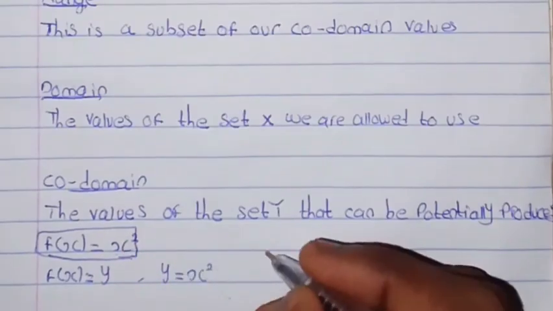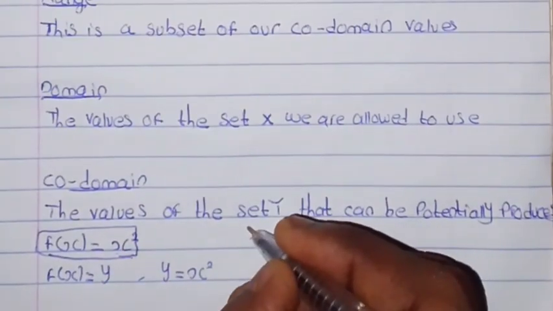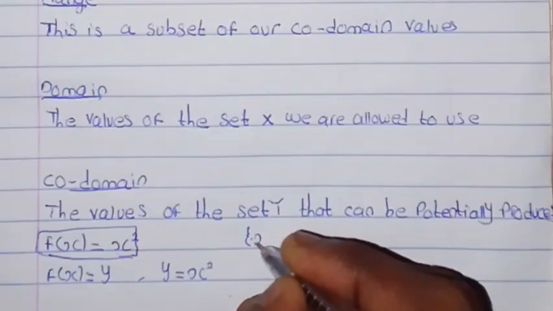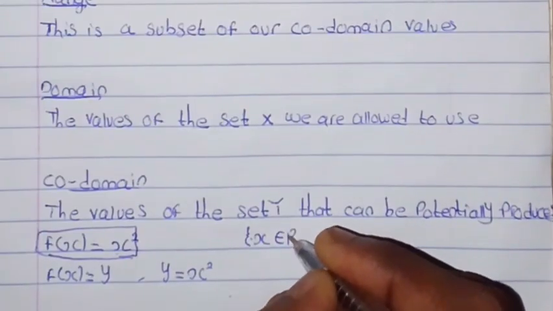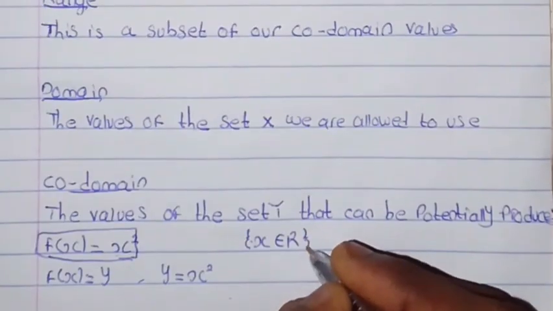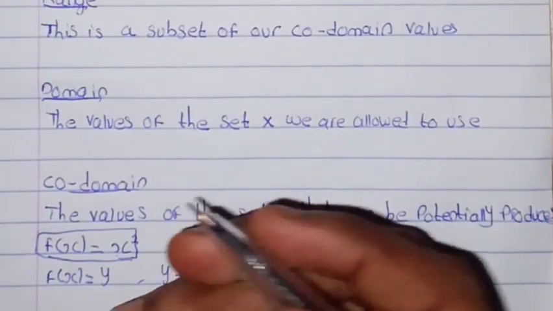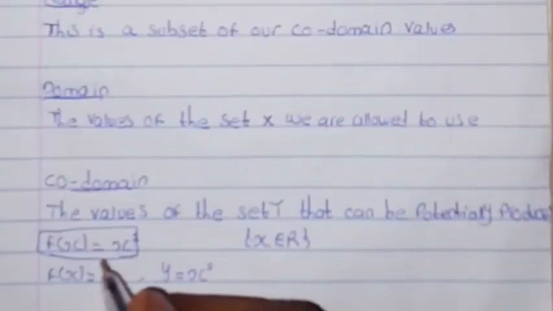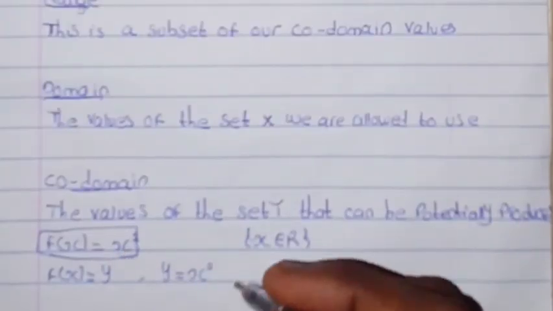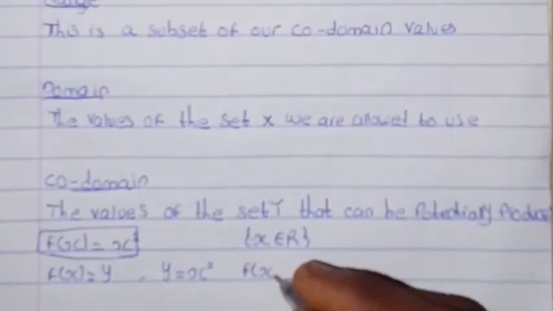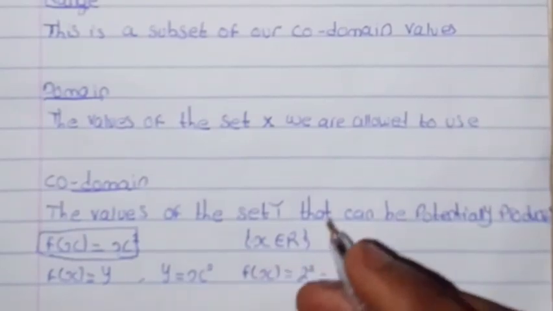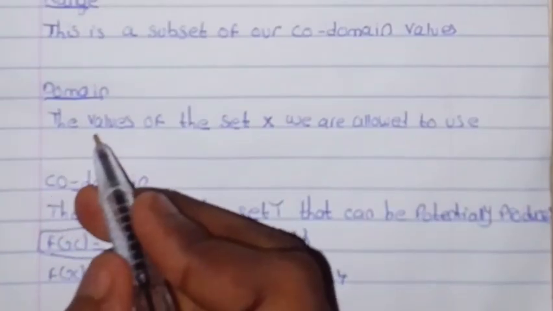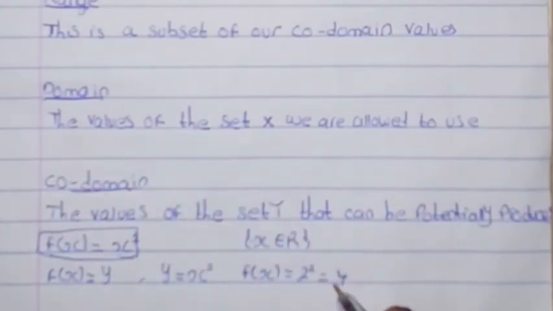Let's say that x, that's the domain values we want to use, is a member of R. This represents that it is a member of the set R. What does R represent? Real numbers. So we can use any numbers that are not complex numbers. So let's say we input 2 and you evaluate 2 squared. So you now say that f(x) equals 2 squared, which equals 4. Now we have that 2 is our domain value. 4, which we produce, is our codomain value. That's the value of y.